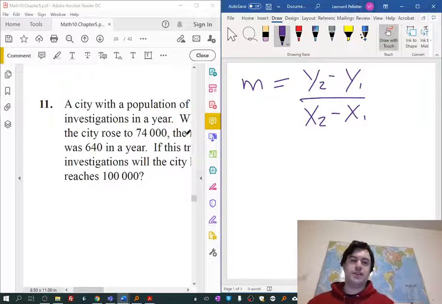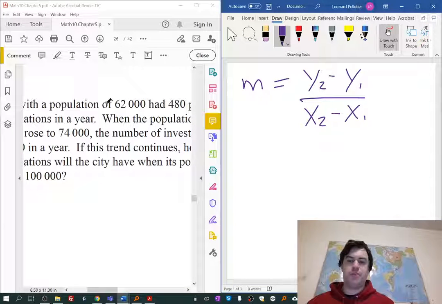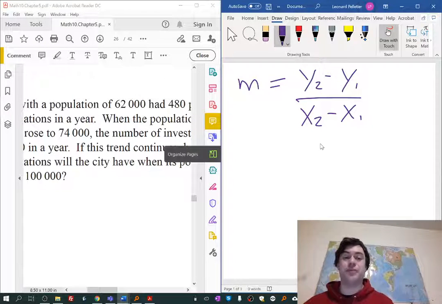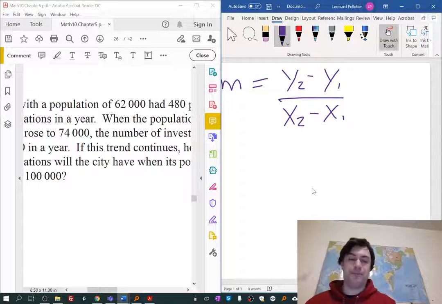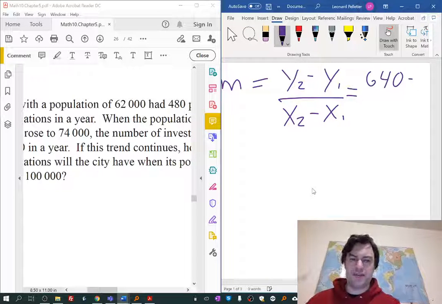So for us, that means we're going to have on top, the population is going to be y, so it'll be 74 minus 62. Oh, wait, no, I said that wrong. The investigations is going to be the y. Yeah, we just talked about that. So we'll do 640, sorry, minus 480.